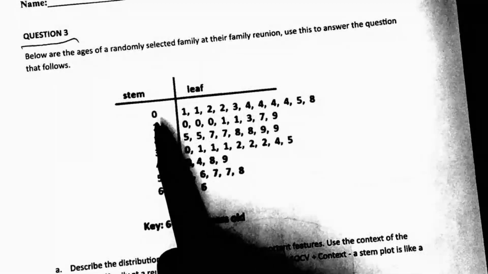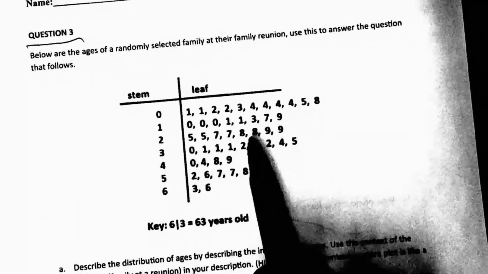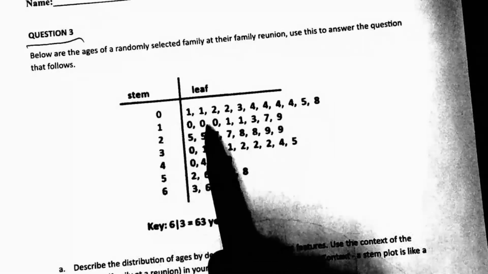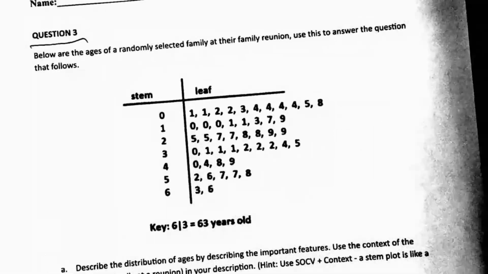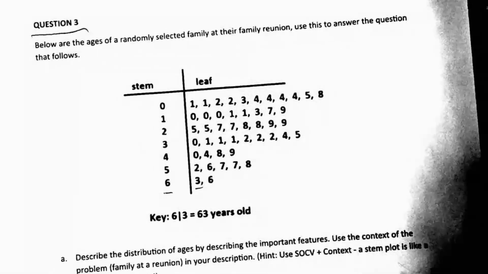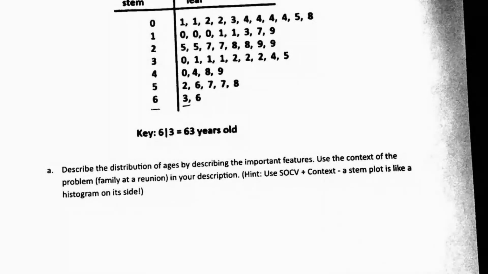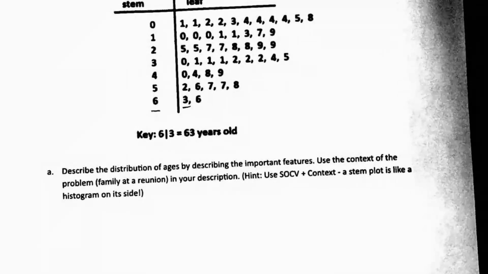So we have a 1 year old, two 1 year olds, two 2 year olds, four 4 year olds. We have three 10 year olds. We have two 25 year olds, and so on. So again, this is the first digit and this is the second digit, and you can see that in the key there. So describe the distribution of ages by describing the important features.